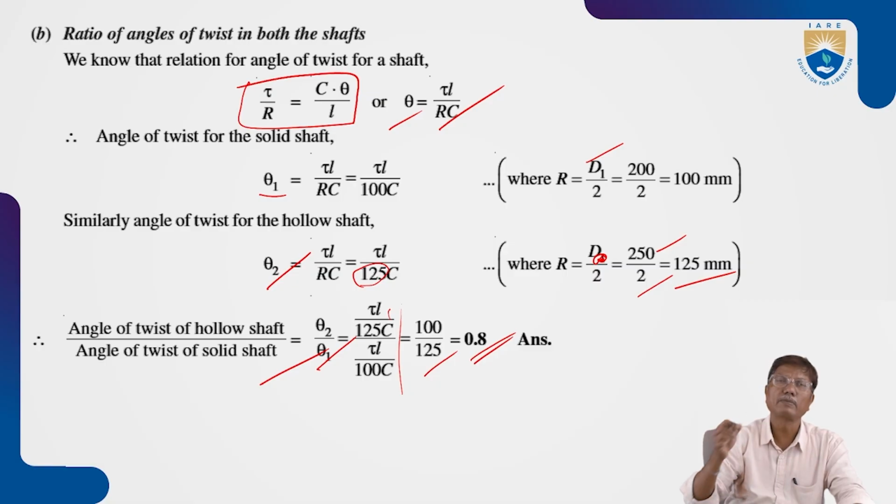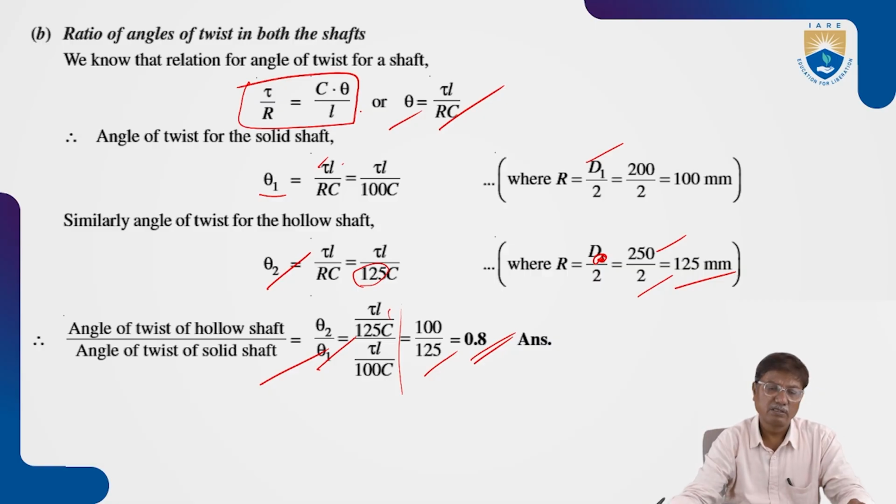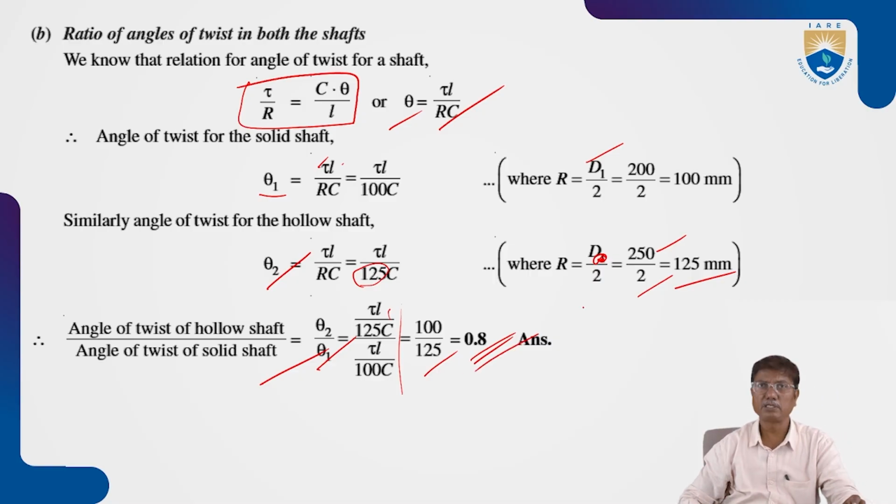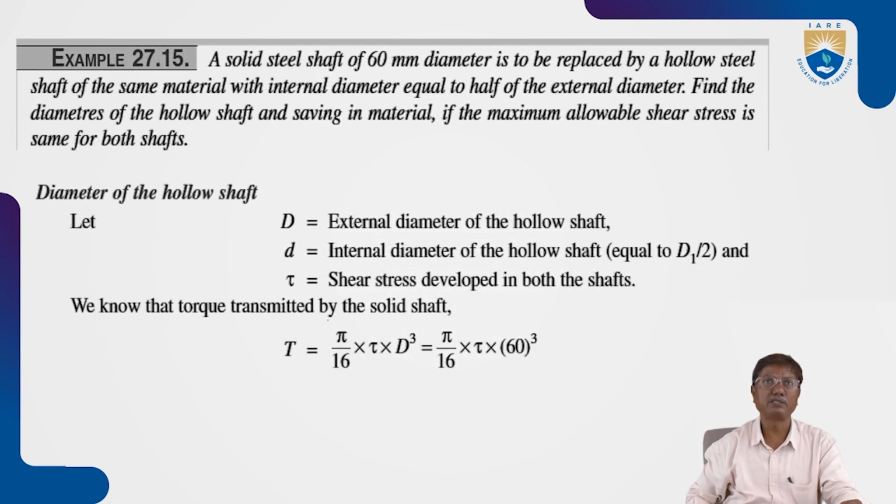The length and shear stress being the same and the material also the same, the angles of twist will be in the ratio of 0.8. Okay, so that is the first example. Now let us see the second example.